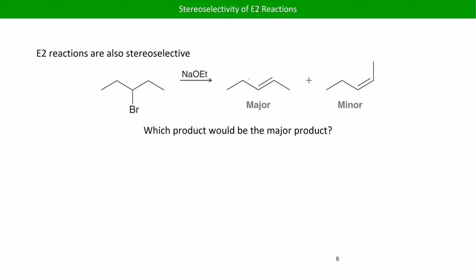And we talked about this already. If we get an E or Z option, between those we can pick which is going to be the major just by looking at sterics. If there's an E and a Z, that means we can tell the difference between both sides, right? So whatever's largest, you just want to put on opposite sides from each other.